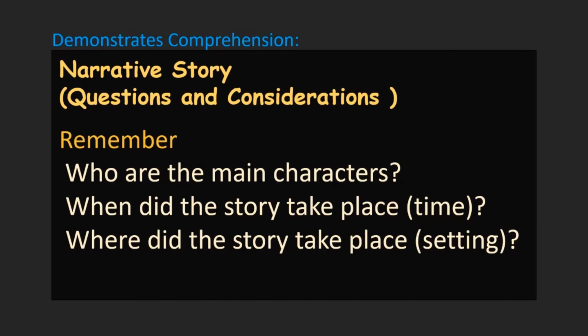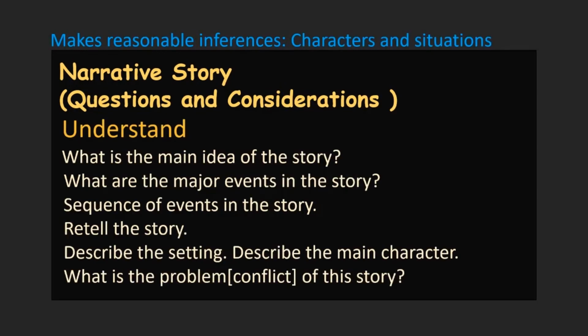Now, my dear children, I will teach you an easy way to demonstrate comprehension. When you encounter a new narrative text, focus on the following areas of the story. Remember who are the main characters, when did the story take place, where did the story take place, and understand what is the main idea of the story, what are the major events in the story and sequence of events in the story, and you should be able to retell the story and also to describe the setting, describe the main character and what is the problem of the story.